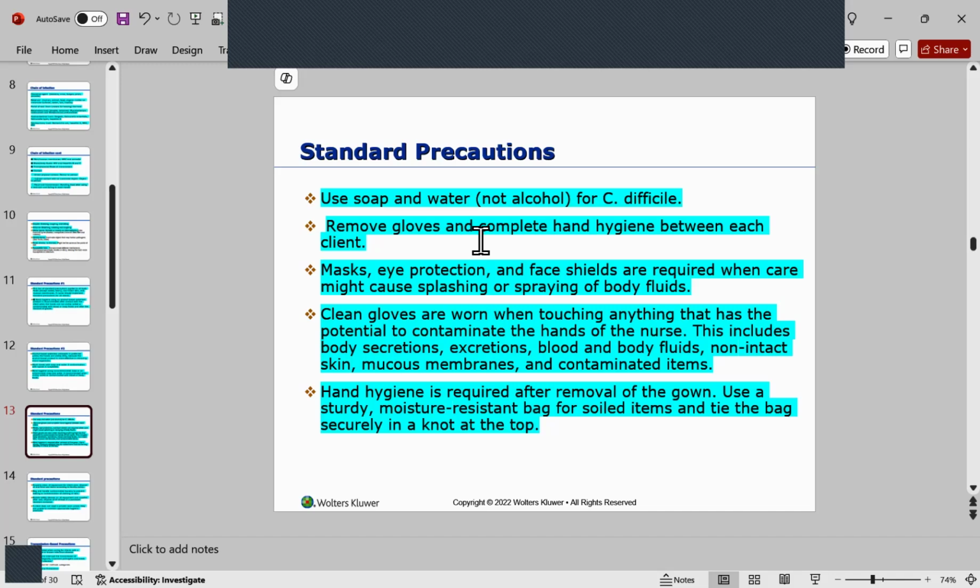So clean gloves are worn, not sterile, just clean. Anytime you're touching something that could contaminate your hands. That includes all body secretions, excretions, blood, body fluids, non-intact skin. We already talked about that. And hand hygiene is required after you remove a gown. Okay. And you always use a nice moisture resistant bag for soiled items and tie the bag in a knot at the top. When you're changing linen, by the way, don't ever carry dirty linen up against your body, if you're changing someone's bed.